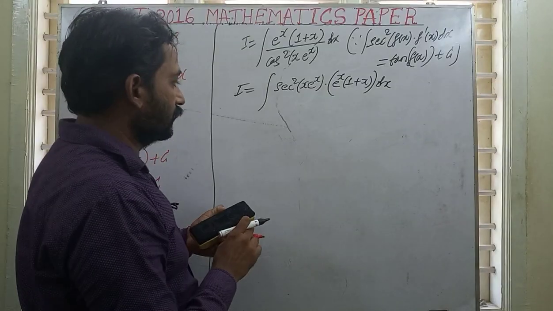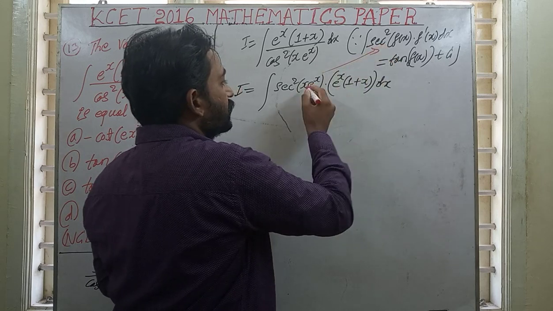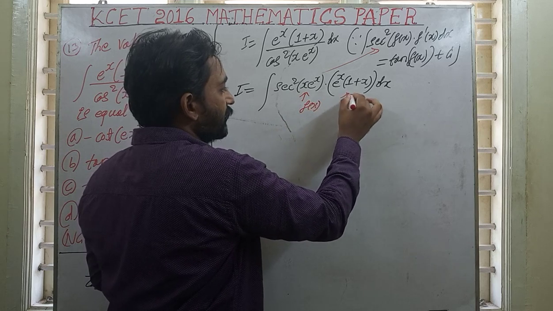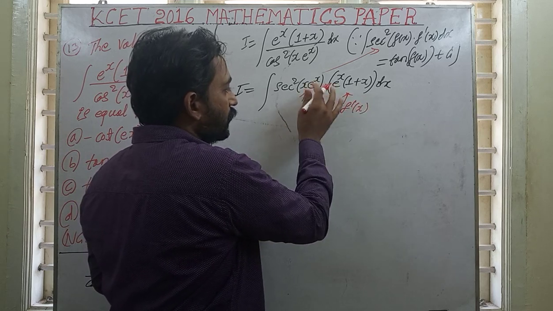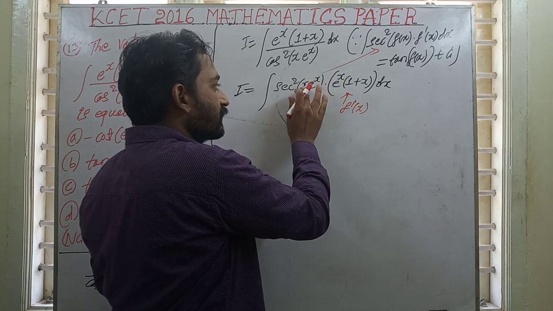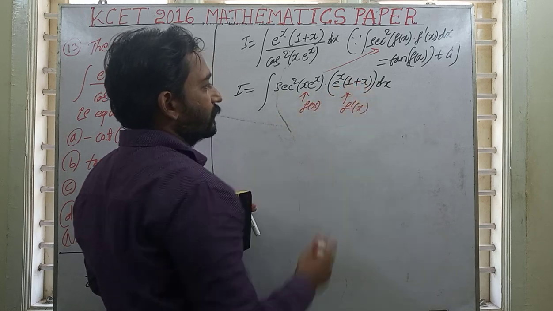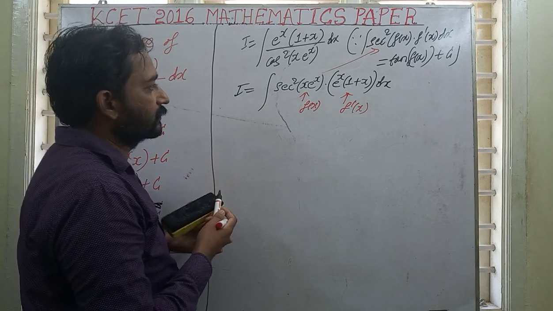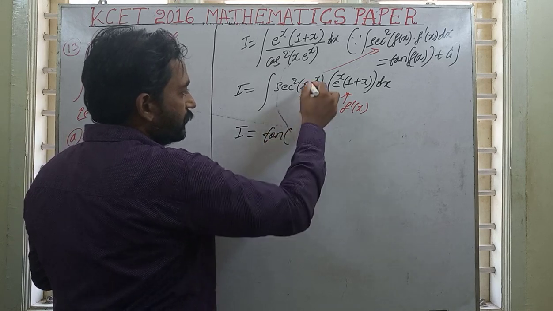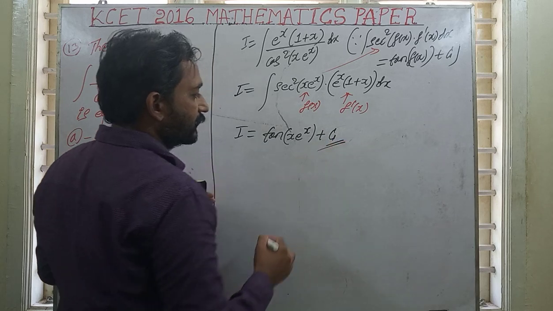So using this formula, secant square of f of x, this is f dash of x, this is f of x. Using the product rule, taking x as constant, the differentiation of e power x, plus e power x as constant, the differentiation of x is 1. Taking e power x outside, it becomes 1 plus x. So directly we can write the answer of this integration is tan f of x, nothing but x e power x, plus the integral constant, because it is an indefinite integral, c.